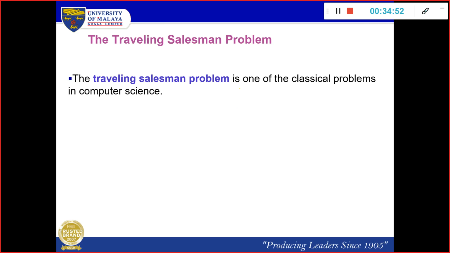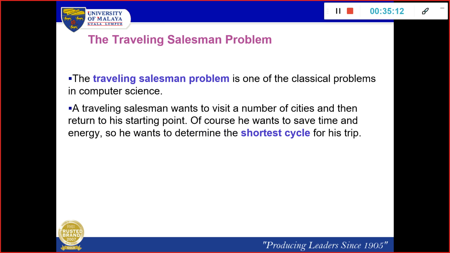So, the traveling salesman problem is one of the classical problems in computer science. Last time when you do marketing, now of course you can do just social media and stuff, but last time, before all this internet explosion, you used a traveling salesman problem. So the traveling salesman problem, what is it?